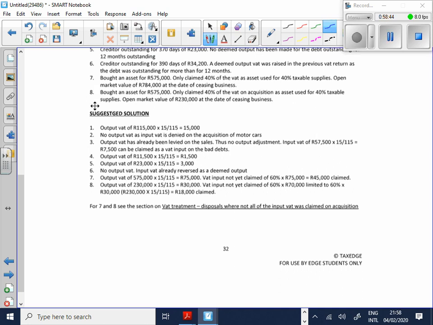Sorry? After you cease the business, wouldn't you still pay the creditors? Yeah, you still need to pay them. SARS just says that if you haven't paid them when you stop VAT trading, I want the money back. So before you stop trading, just make sure you pay your creditors first. Otherwise, you're going to have to give the VAT back. Does that make sense? Okay. Yep.